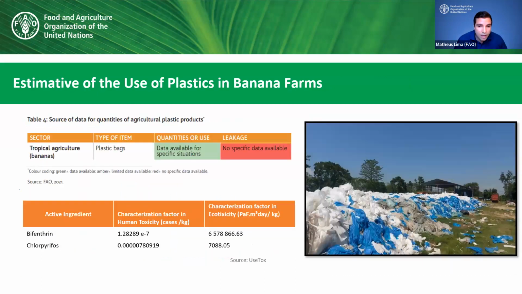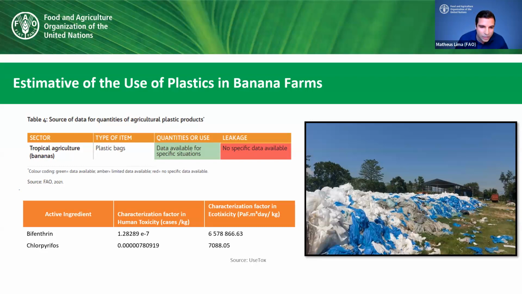This is a big issue because when it's not properly managed, we can have something, as we can see here in this picture, that will end up as macroplastic in the soil, but also can degrade to microplastics in the banana soil. There is data available for some specific situations, but there is no specific data available for the leakage, for how much of these plastics end up in water bodies, soil, etc.